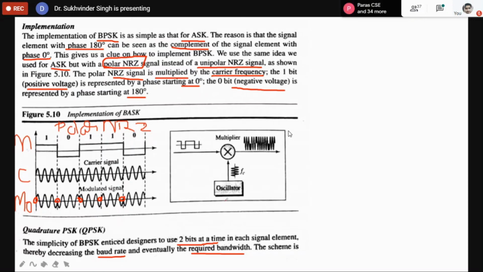And how is it implemented? We supply a polar NRZ digital data coding scheme, and that polar NRZ is fed into the modulator or the multiplier. The carrier frequency is generated by the oscillator, which is high frequency, and after this, the process of implementation of binary phase shift keying is over, and we represent a bit stream of 10110 by this type of modulating signal.